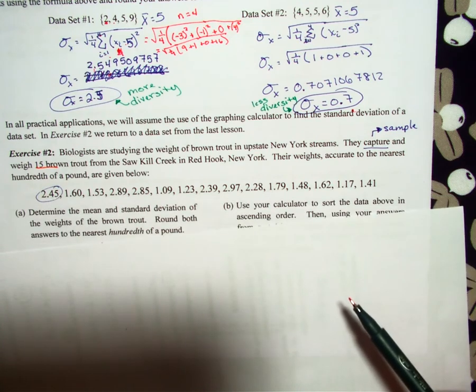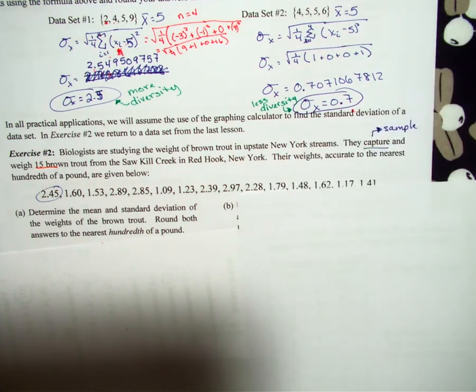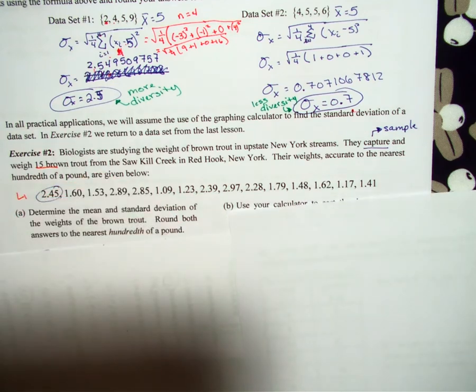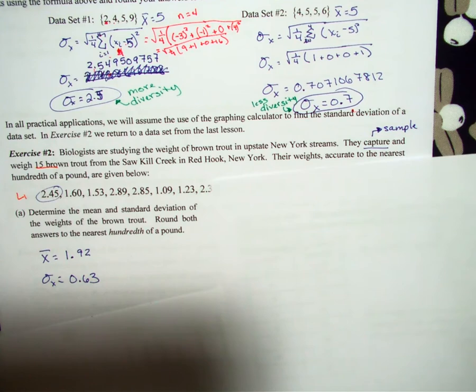So they want us to figure out the mean and the standard deviation rounding to the nearest hundredth of a pound. So take a moment, type all of these numbers into your list, your L1, just like what we were doing last week, and do your 1-Var Stats in order to figure out your mean and your standard deviation, which you should end up getting 1.92 and then 0.63.